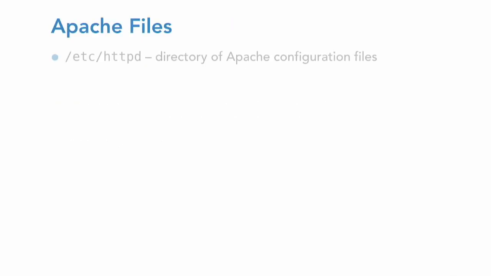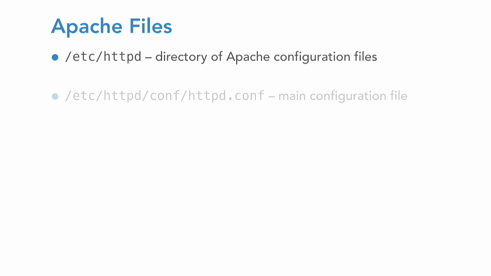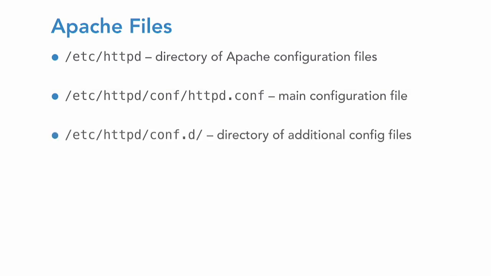The Apache configuration files are in /etc/httpd. The main configuration file is stored in /etc/httpd/conf and is named httpd.conf. We used to edit the main configuration file directly, but if we're adding configuration directives such as virtual hosts, it's better to add a new configuration file to /etc/httpd/conf.d. The files in this directory are processed after the main configuration file.